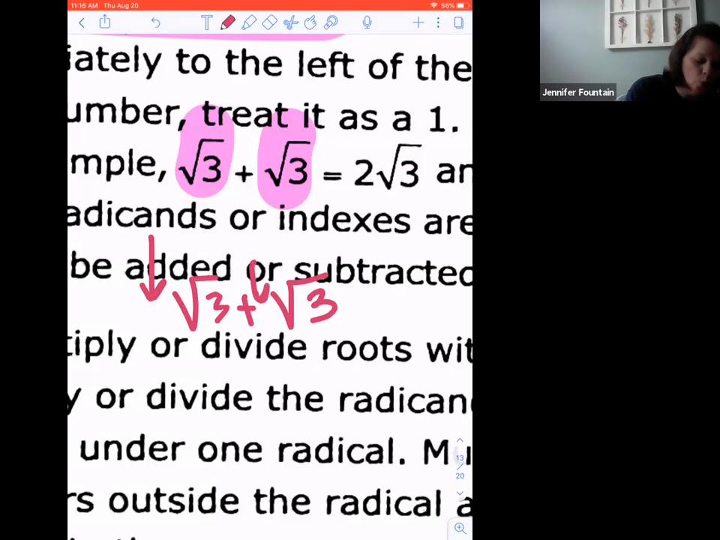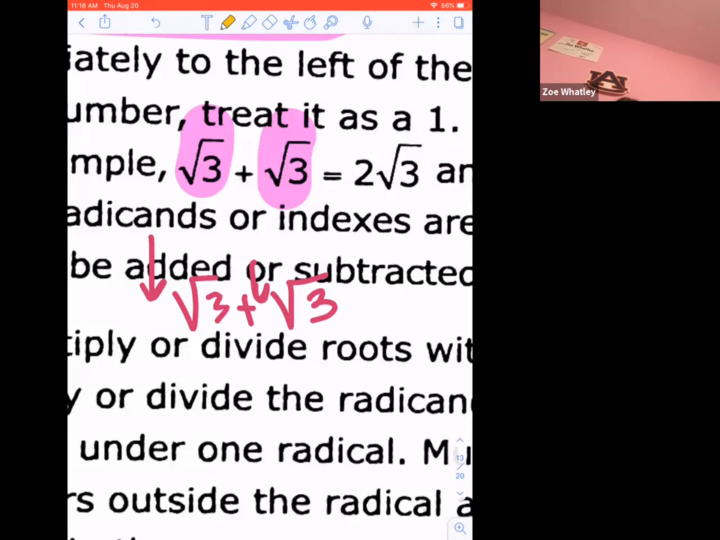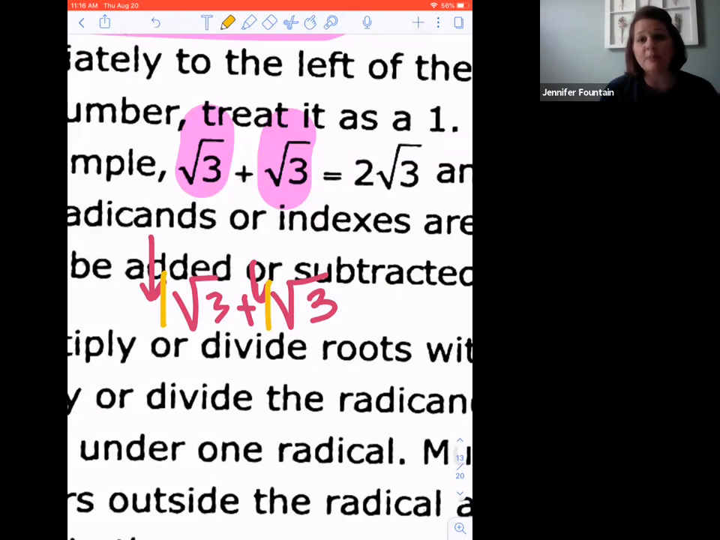I'm thinking about what whole number is in front of each of these that is not written there, but again, I need to know it is there. Does anybody know what number would be in front of those? 1. 1. So the square root of 3 is the same as 1 times the square root of 3.